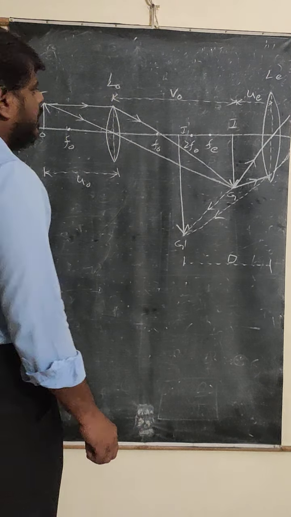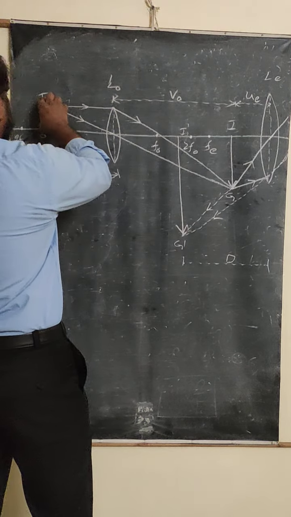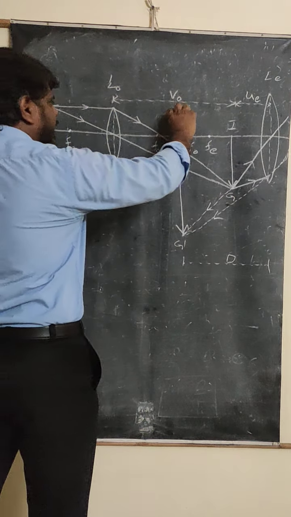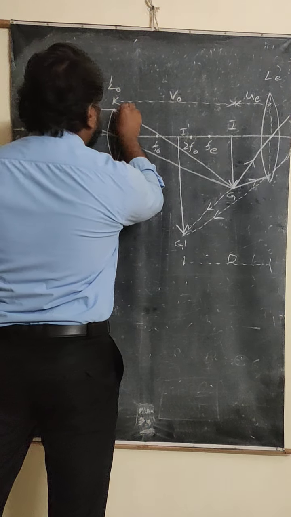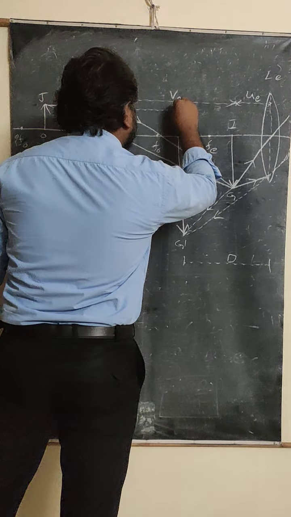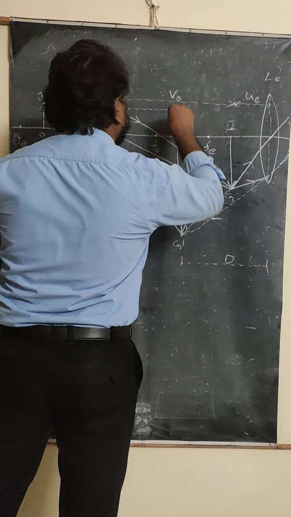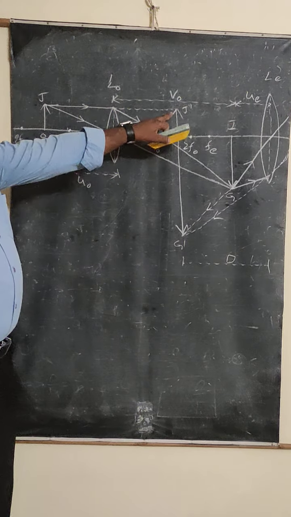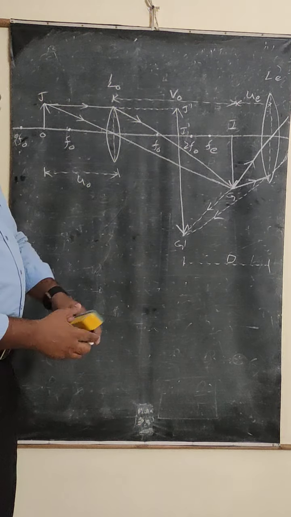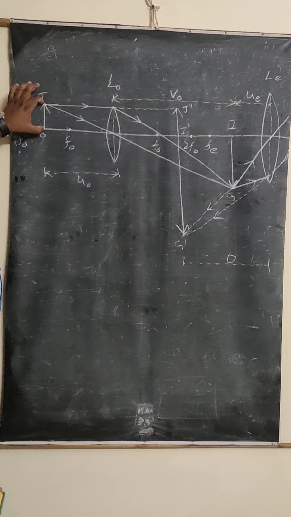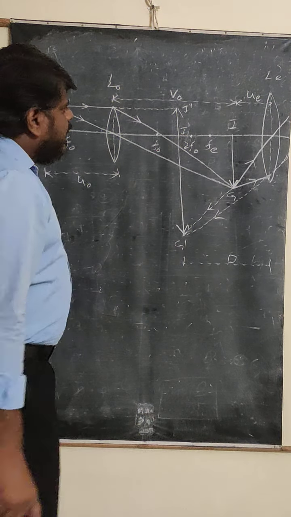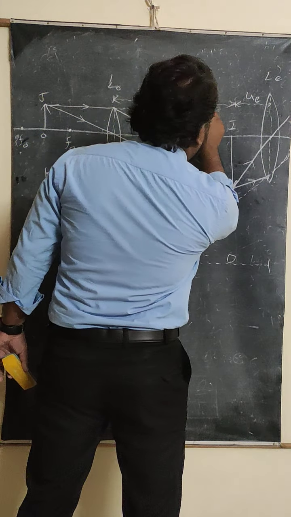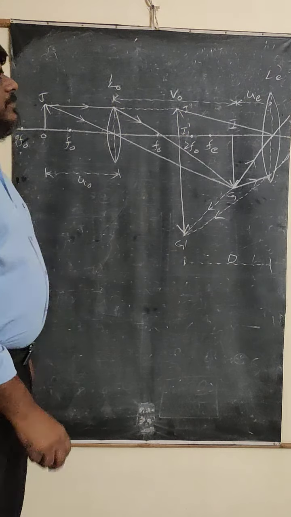For that purpose, I am going to take the same size of the object at the place of the final image. The same size of the object I take at the final image. That means the image extends up to here, and the object is taken here. This is I dash and J dash, and I dash J dash is exactly equal to OG. Now I am going to take a straight line to the optic center of the eye lens.